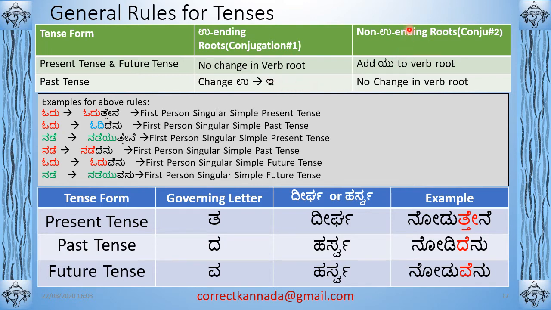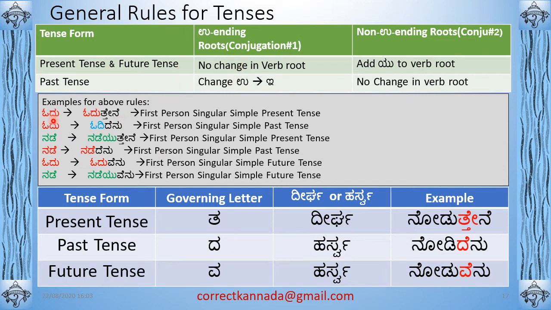Now, if it's a non-u ending verb, then for present and future you have to add u. For past tense, no change. So you could see the no change is diagonally opposite in present or past. With u ending, present and future will not have any verb root change. Only the participle and the png suffix is added. If it's a non-u ending, the past tense will not have any change. But for present tense, you have to add u. For example, bare, bare-u. Bare means to write. We'll see many examples. I've given some examples here for you to get the idea. This is a basic rule that you have to know.